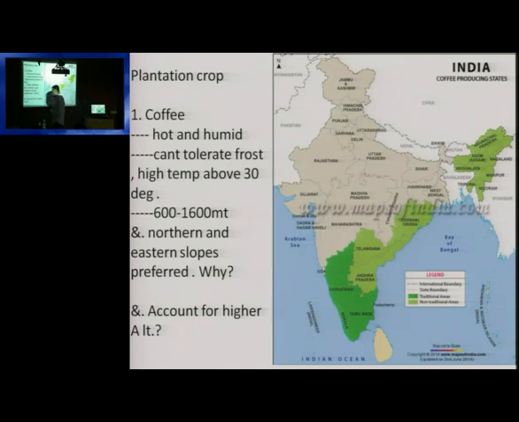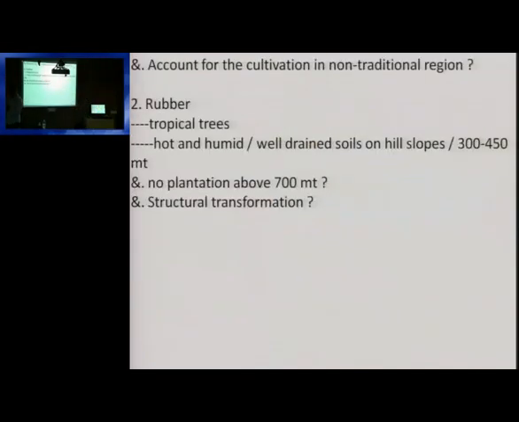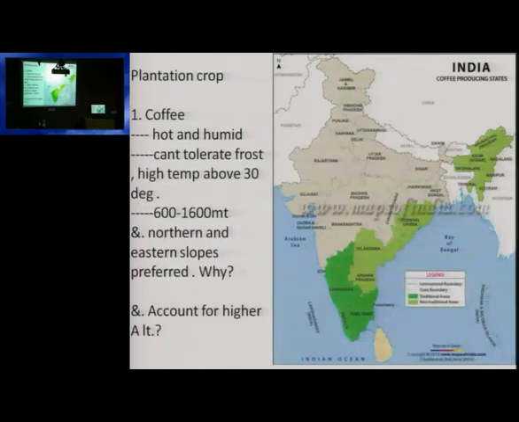Because the intensity of sunlight is maximum after noon. After 12, okay, after noon. So on the eastern side, the sun rises, and the afternoon sun is more intense. So the reason is, it cannot tolerate above 30 degrees centigrade. It cannot tolerate above 30 degrees centigrade, so it needs to grow on the eastern side.